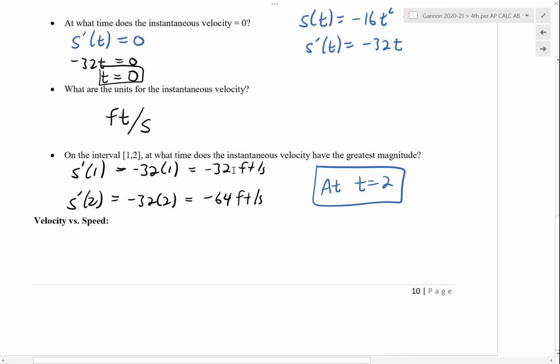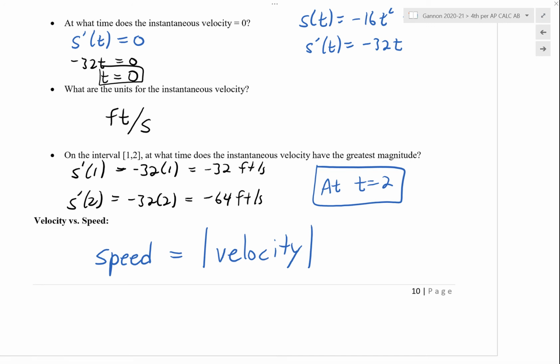All right. The last thing that we're going to talk about, and we will definitely explore this more later on, is the relationship between velocity and speed. Velocity and speed have this relationship: speed is going to equal the absolute value of velocity. Because when you're talking about velocity, the sign is typically going to tell us the direction that it's moving. Is it moving right? Is it moving left? With speed, we don't care about direction. So it's always going to be the absolute value of velocity.